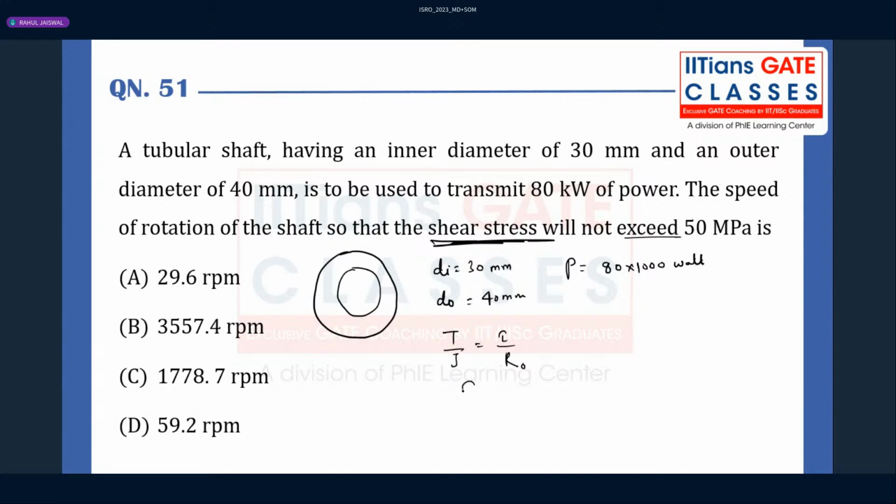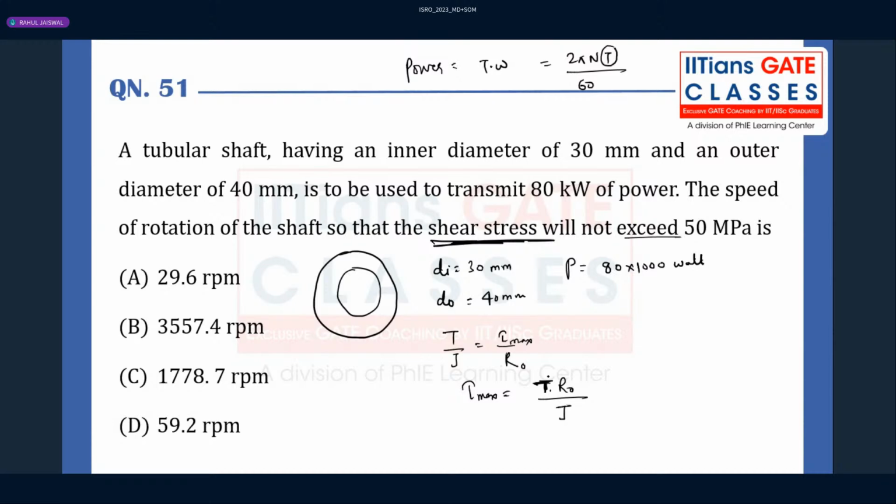So here we can write tau max, that is T into R naught divided by J. If we are calculating tau max, then R naught will be considered. If we are interested in tau minimum, then the inner radius will be considered. So from here we can calculate the torque, because the power formula we know is torque into omega. We can also write 2 pi N T by 60, where N is in RPM. If you want to calculate N in RPM, then for that you need torque.